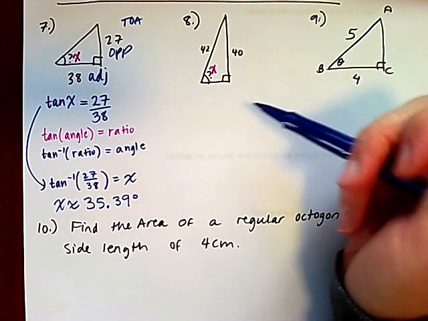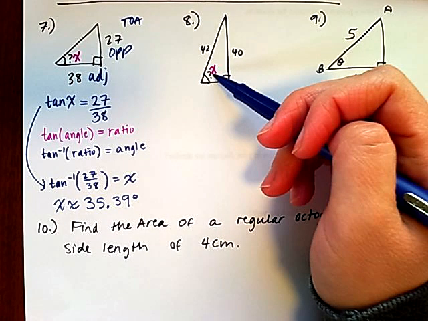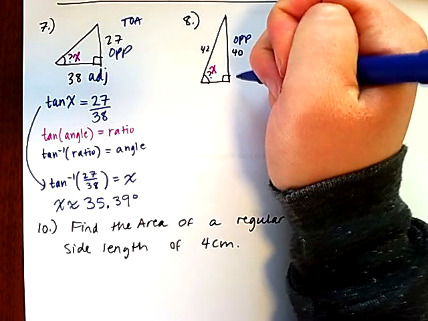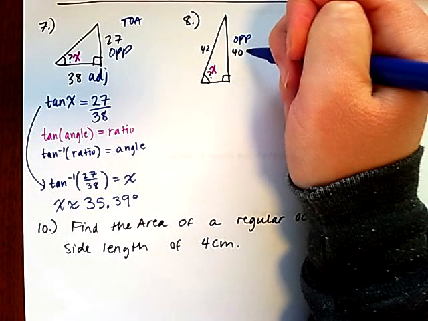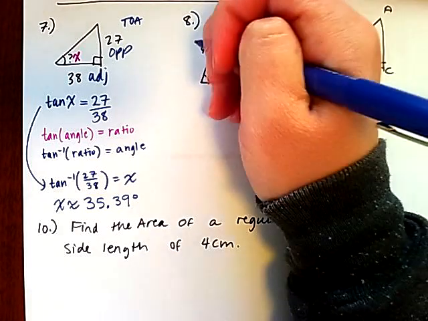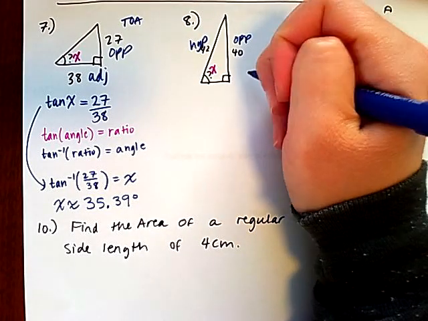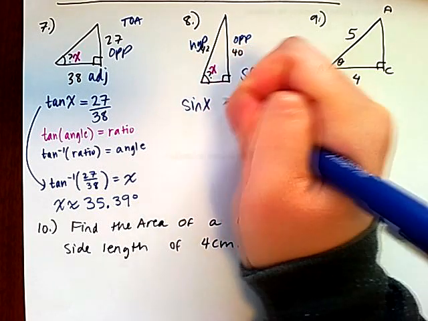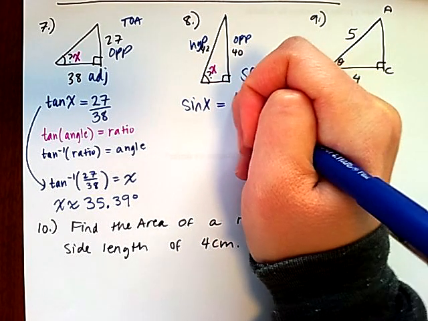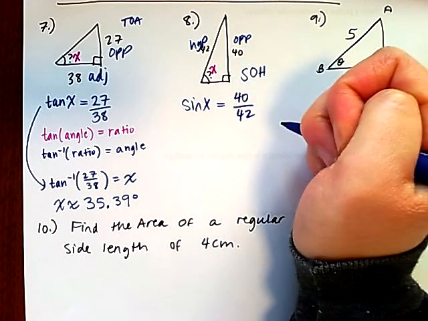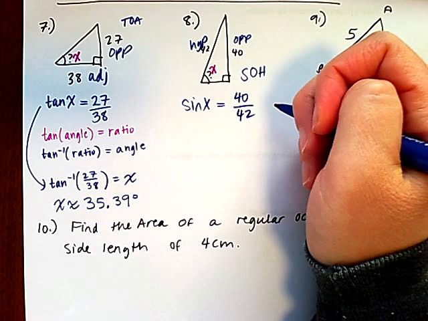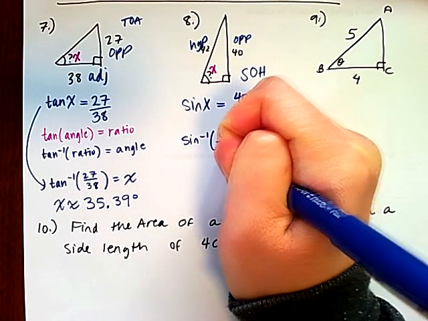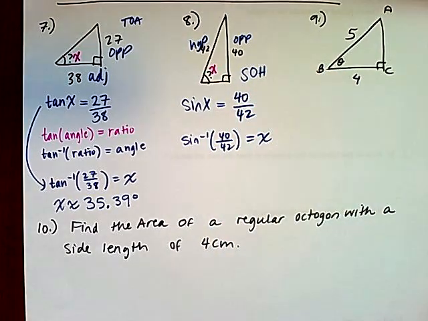Okay, so in this problem, you should have tried it already. I see where my angle X is, and then I see I have the side across from it, that's the opposite, and I also have the side across from the right angle, which is the hypotenuse. So I have opposite and hypotenuse, that's sine, so I should do sine of X should equal opposite over hypotenuse, 40 over 42. And then the idea is now is the time to use inverse sine. So I'd say that means sine inverse of 40 over 42 should equal X.